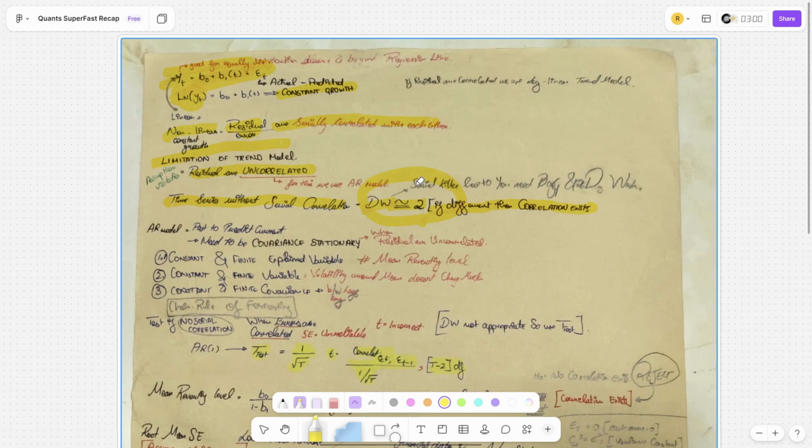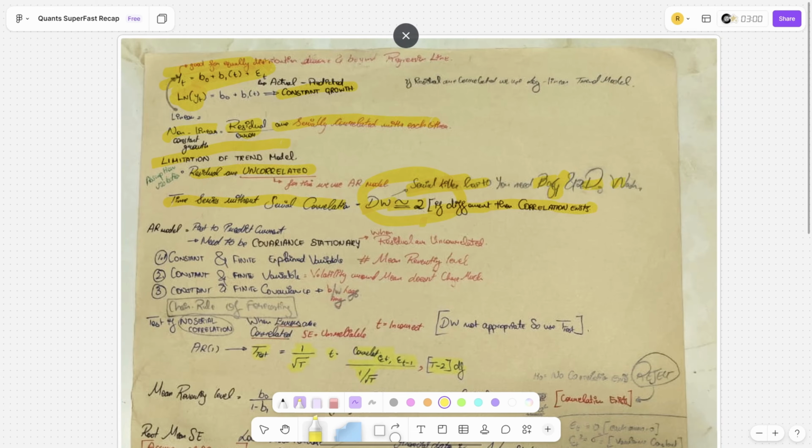Recall the mnemonic we said, that the serial killer has to have a bag. You need to have BG, Breusch-Godfrey test. So remember the mnemonic: if the serial killer is there, you need the BG test and the DW test, as we showed in the other slide.